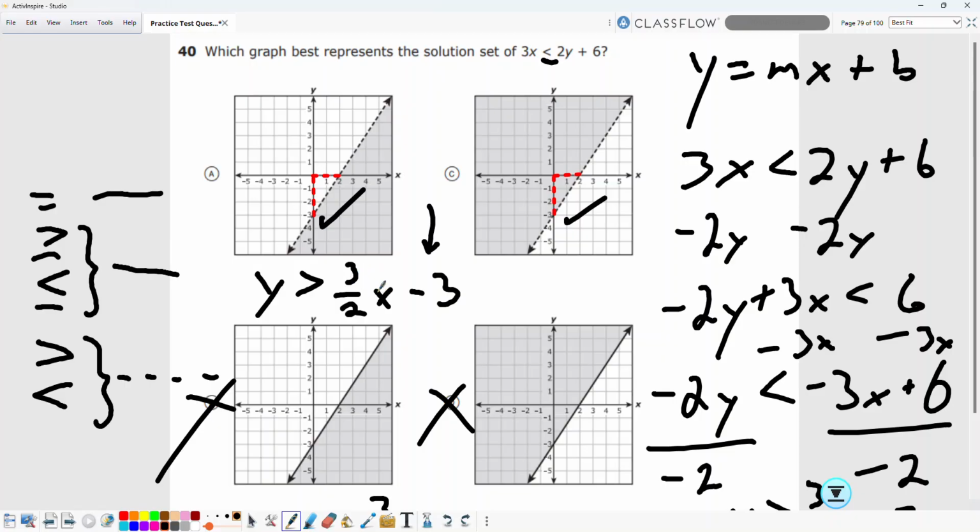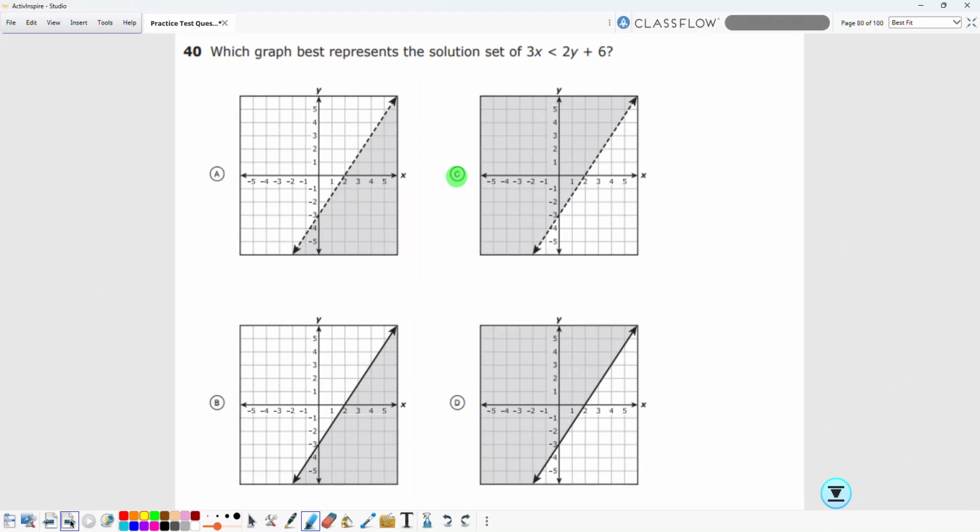3/2 times 2 will give us a 3. When we subtract 3, it gives us a 0. Is 0 not in this shaded area? It is in the shaded area. But over here, the 0 on the y-axis is not in the shaded area. So what I'm going to do is choose C, because I think C represents what the statement is saying. All right, let's check our work. C is correct. There you have it.